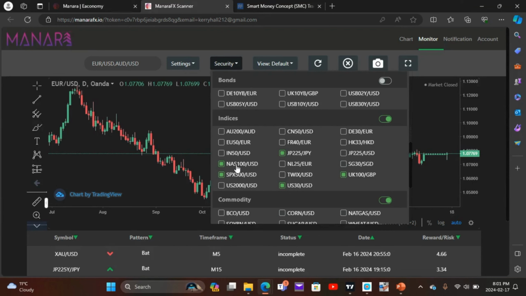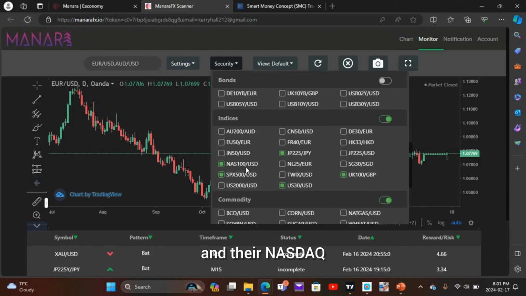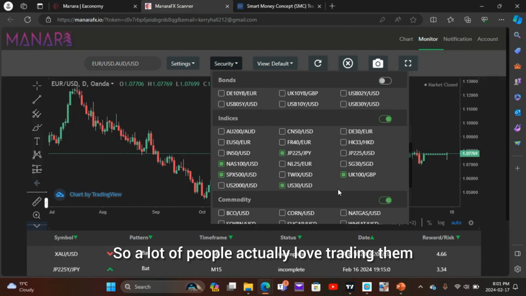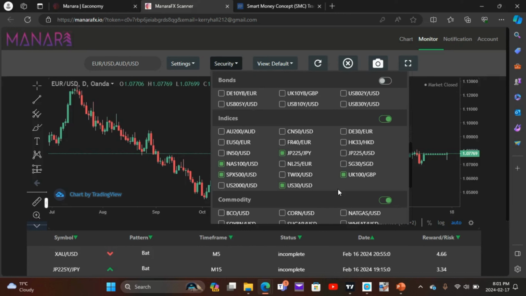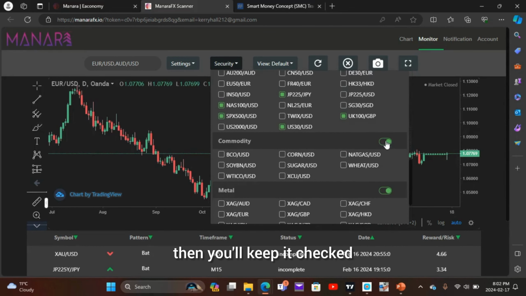So a lot of people generally get rich off their US 30 and their Nasdaq and the S&P 500. A lot of people actually love trading them because they've got loads of momentum at particular times of the day. Now, when it comes to commodities, I don't do commodities, so I keep that greyed out. If you're interested in trading it, then you'll keep it checked and select the ones that you're interested in.